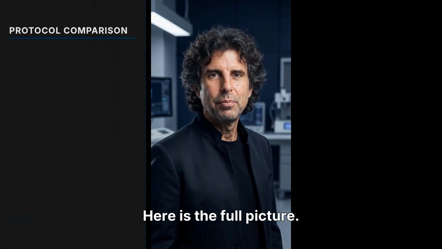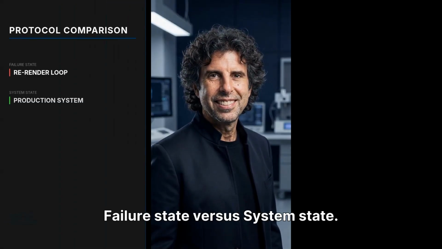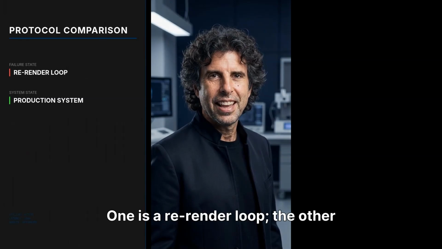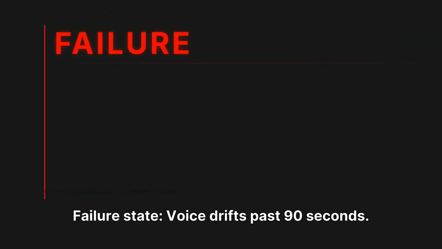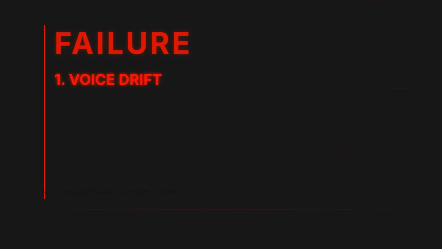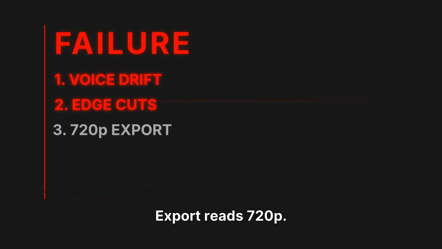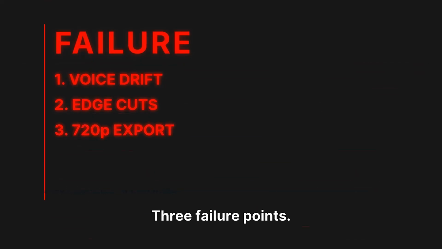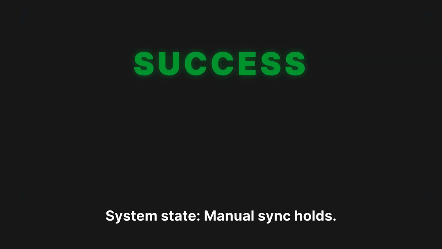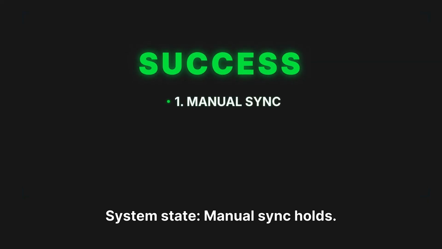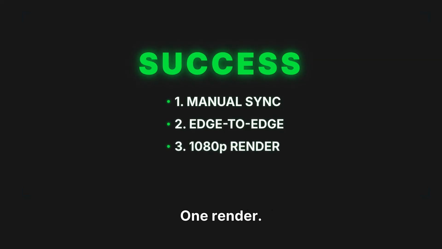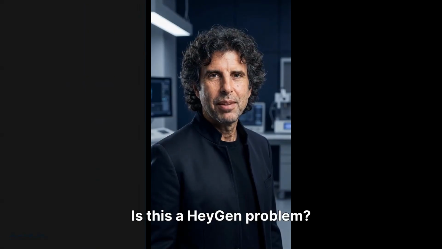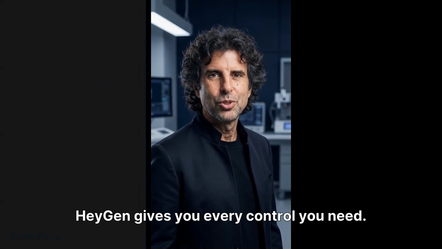Here is the full picture. Failure state versus system state. One is a re-render loop, the other is a production system. Failure state, voice drifts past 90 seconds. Avatar cuts at the edge. Export reads 720p, 3 failure points, 1 re-render minimum. System state, manual sync holds. Avatar is clean, edge to edge. Export reads 1080p, 1 render, done. Trust the protocol. Is this a HeyGen problem? No. HeyGen gives you every control you need.